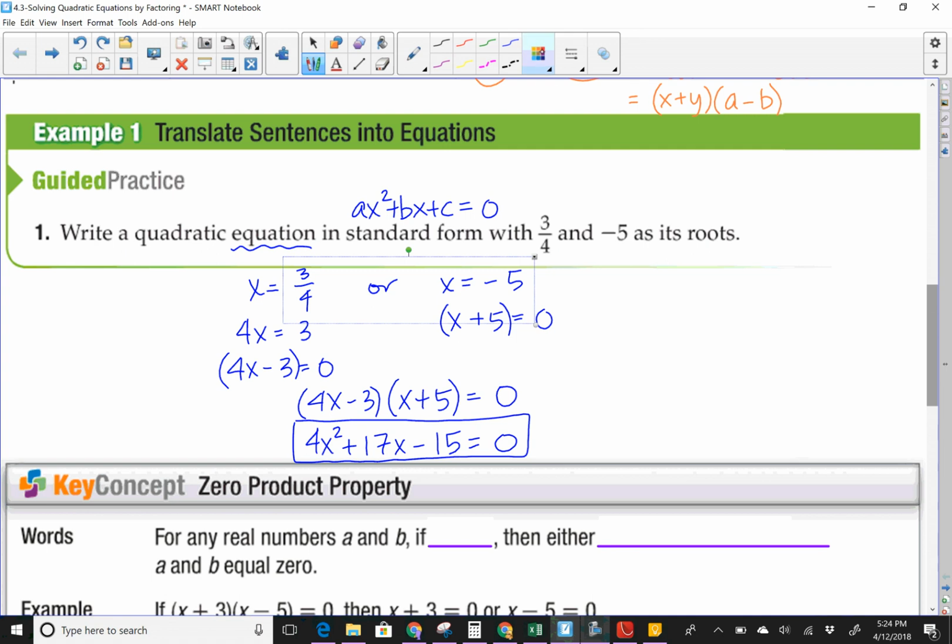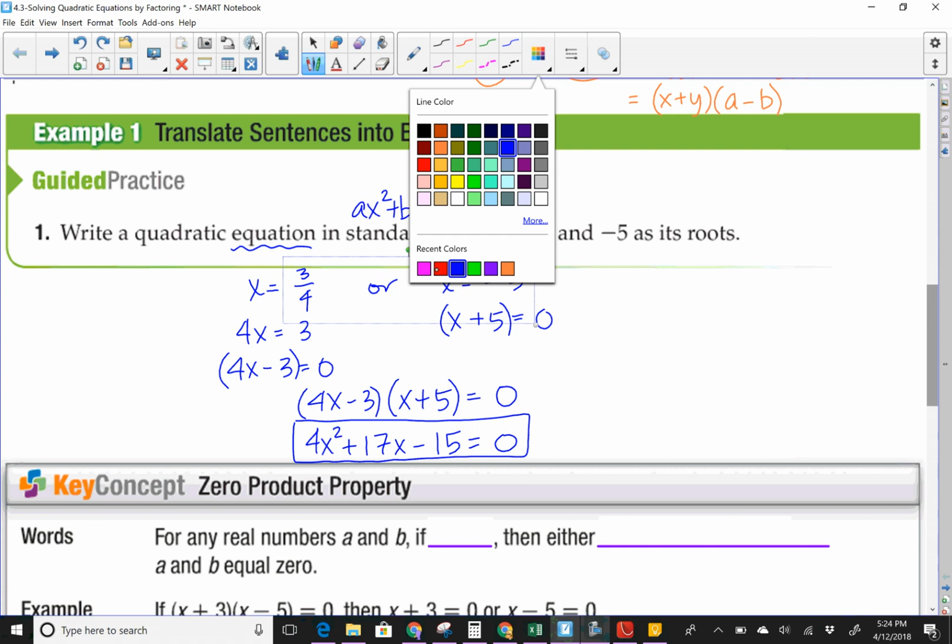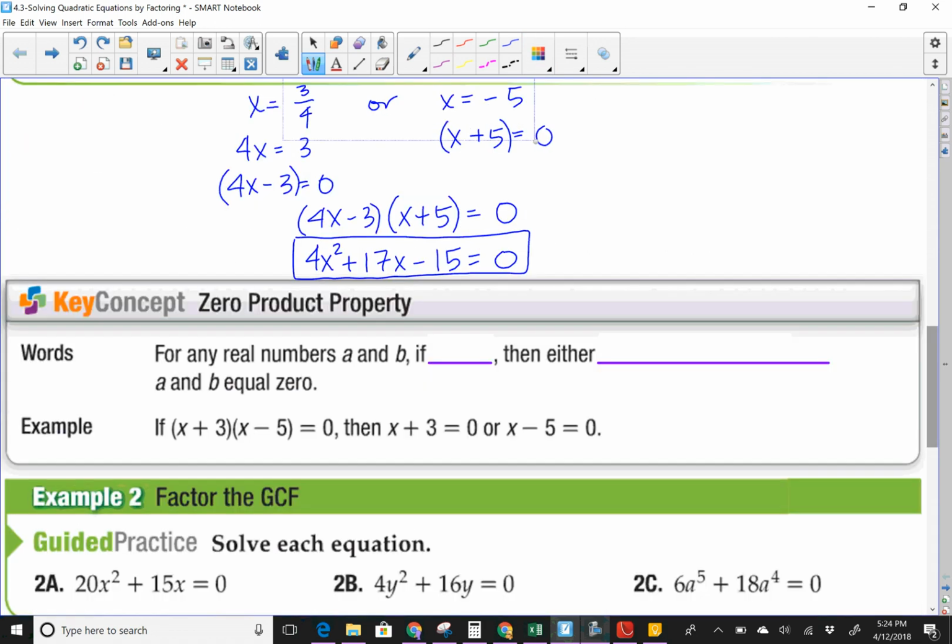Okay, so kind of an interesting way of saying that, but the zero product property, which you should be familiar with: for any real numbers a and b, if a times b equals 0, then we know a equals 0, b equals 0, or both a and b equal 0. That's how we're able to solve so many of these equations.